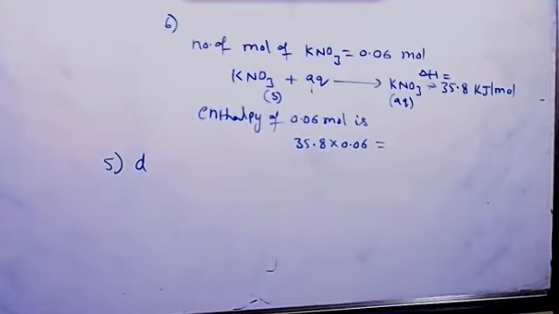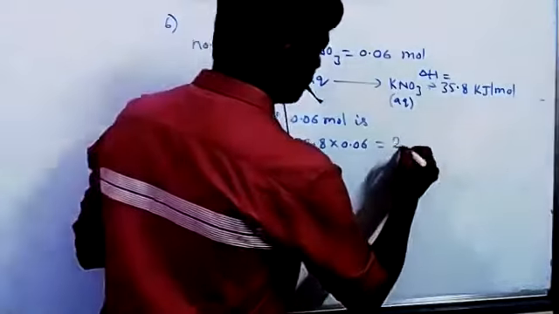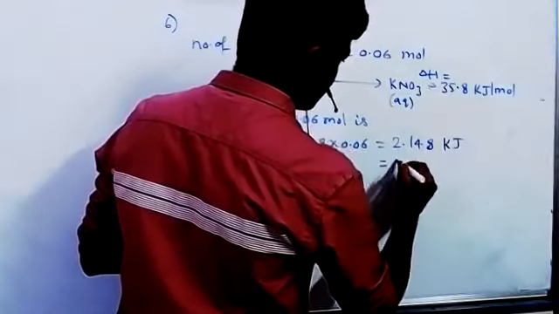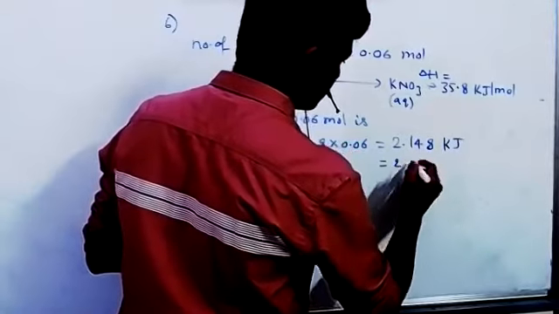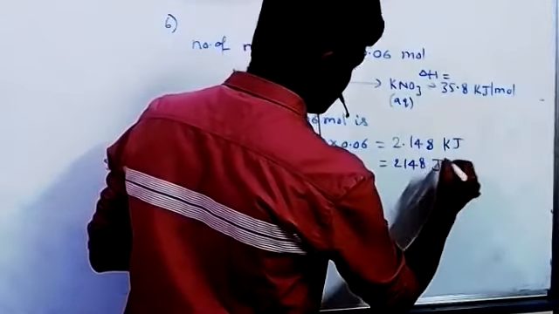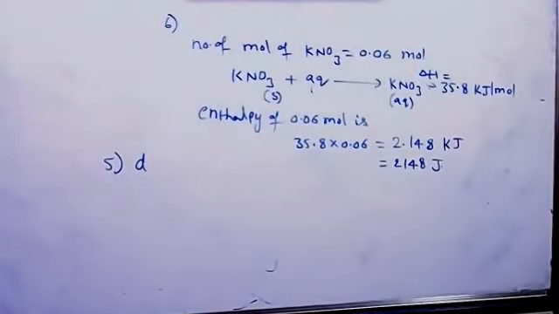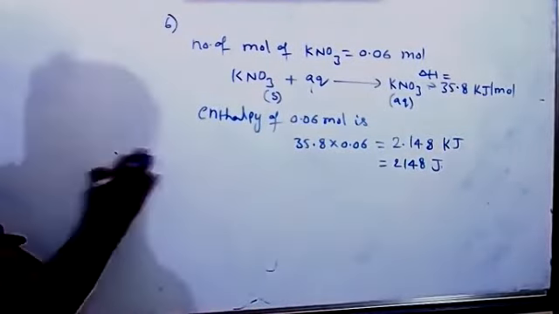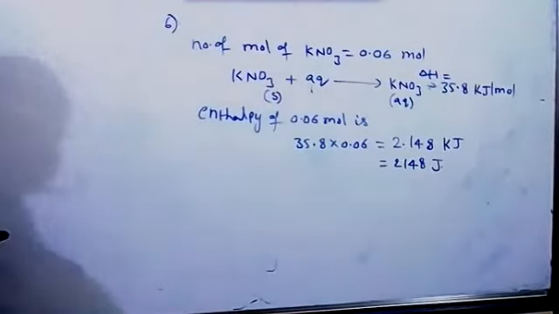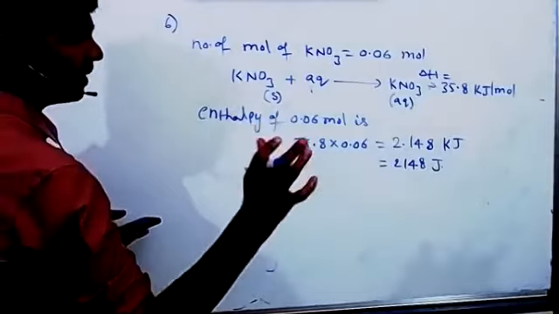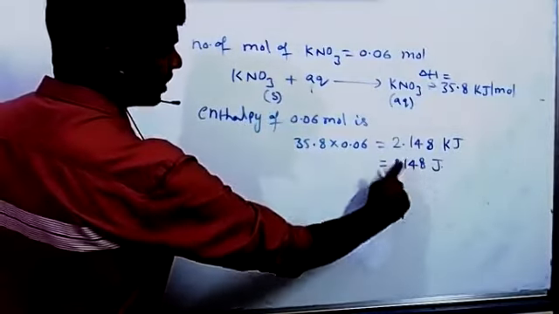How much? 2.148. Okay, 2.148 kilojoule of heat. So convert this into joules: 2,148 joules. This much amount of heat is absorbed. So 0.06 moles of KNO3 is dissolved in water. The water amount is 100 ml. This much amount of heat is absorbed.